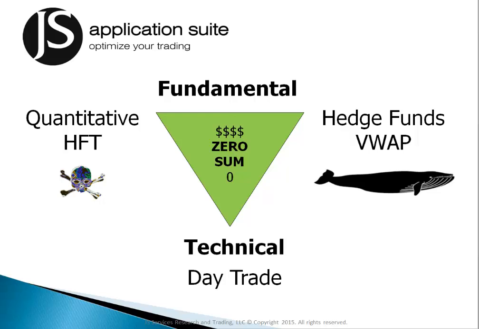At one end are the massive funds, who are focused on performance metrics with a short-term outlook of 3 to 6 months, trading once a day against the VWAP. And on the other side are quantitative high-frequency traders that define their trading in milliseconds, dominating the order book with predatory strategies. Technical day traders struggle to find clarity in this dynamic. This clarity and awareness is exactly what JS Services Suite offers.